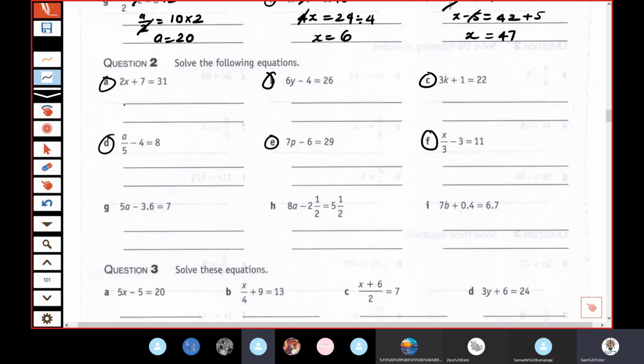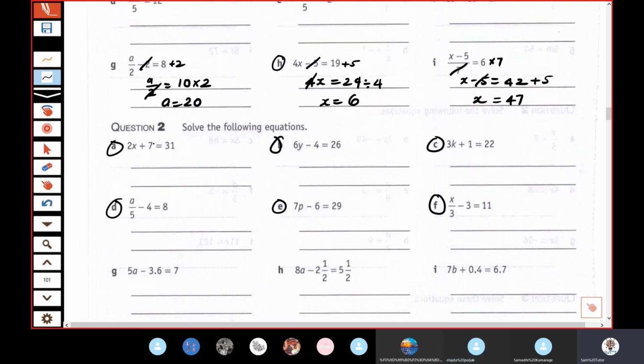So don't you times the 7, or do you divide the 731? Doesn't sound like what we were just doing. It's a plus 7, so you're going to minus 7, you mean? Oh yeah. And then you're left with 2x equals 24.